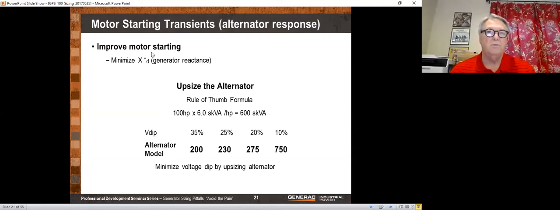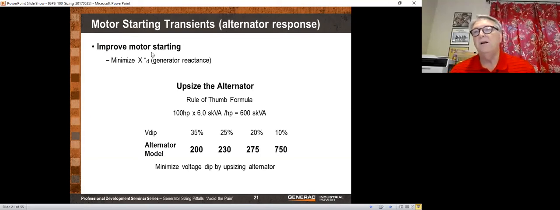So yes, the generator is okay. Yes, the generator can start the motor, but can your system tolerate a 35% voltage drop? The answer is probably not. So what can we do? Well, the engine is okay. It's big enough. It's the alternator where we have a problem.